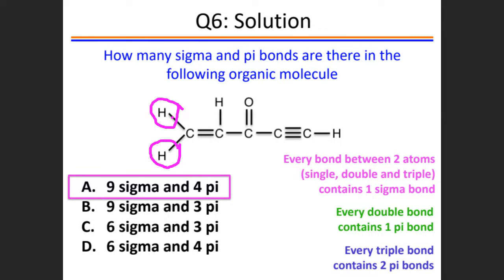1, 2, 3. Because when you see the double bond, obviously it is 1 pi bond. So 1 sigma, here is 1. 1, 2, 3, 4. Here we have 1. Single bond, 1 sigma. 5. Here we have 1. 6. Here we have 1. 7. Here we have 1. 8. Here we have 1. 9. Got it?